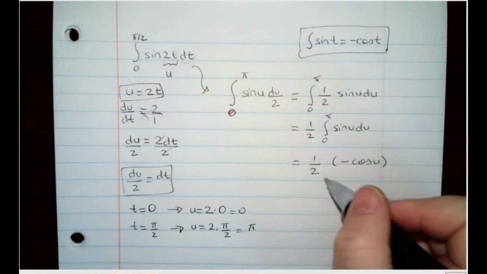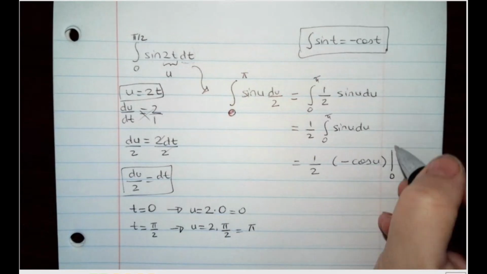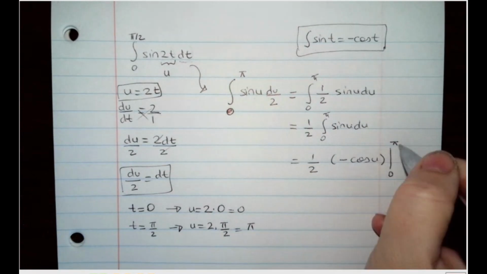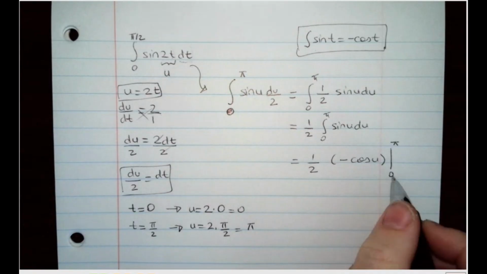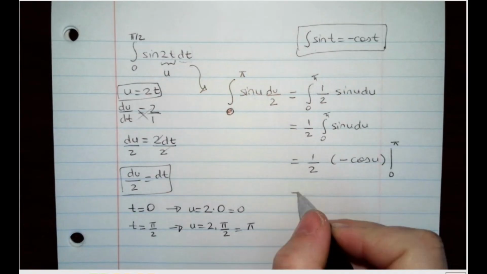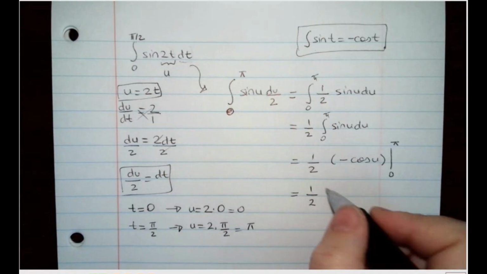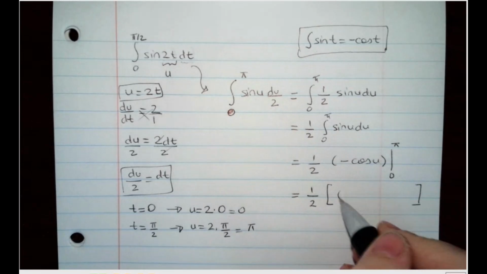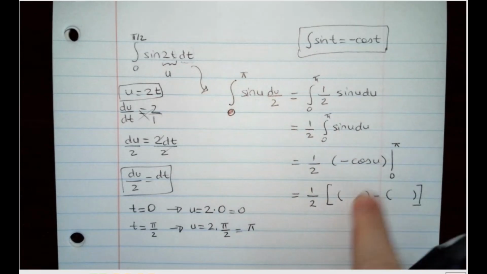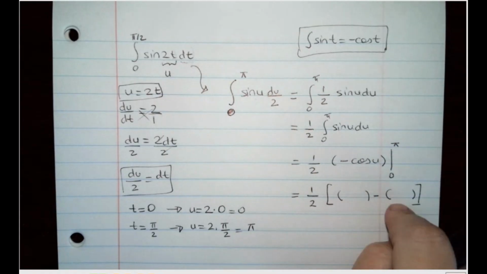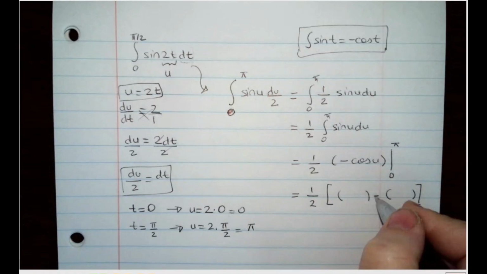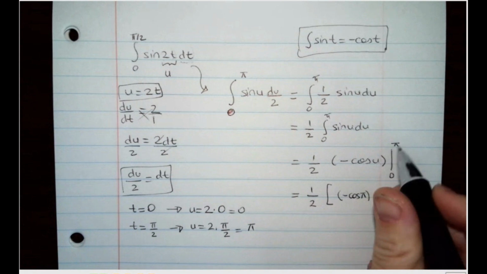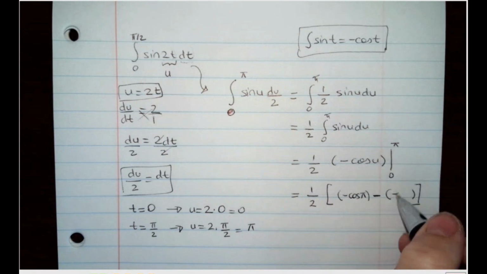Once you find the integral, you put these limits using a bar at the end of the function. First evaluate at pi, and then evaluate at 0 and subtract. So this is going to be 1 over 2 times the function evaluated at pi, minus the function evaluated at 0. What is the function? It is negative cosine of pi, and the function is negative cosine of 0.